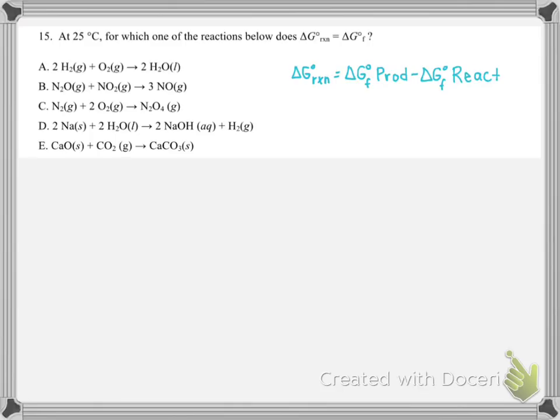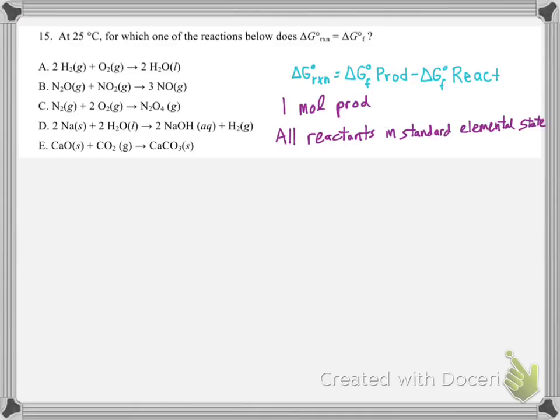Okay, now one of these infamous problems. For which of the following reactions below does delta G standard of the reaction equal the delta G standard of formation, specifically of the product? Basically, there's just two things we have to look for here. First, we have to make only 1 mole of product, and then the second thing is all the reactants need to be in their standard elemental state.